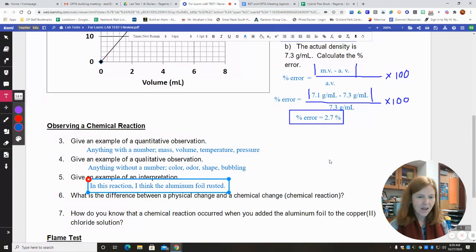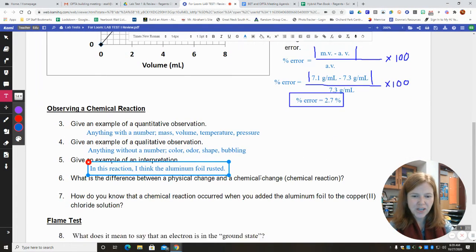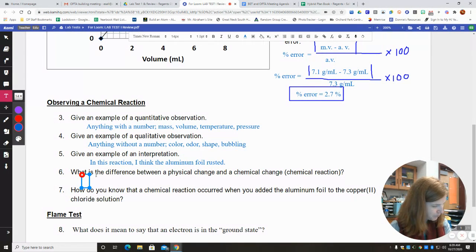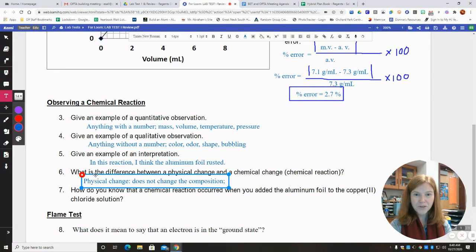Okay. So what is the difference between a physical change and a chemical change, a chemical reaction? In a physical change, it does not change the composition. So you still have the same stuff. Water freezes to ice. It's still H2O. That is a physical change. This piece of paper, still paper, physical change. It didn't become a different substance, okay?